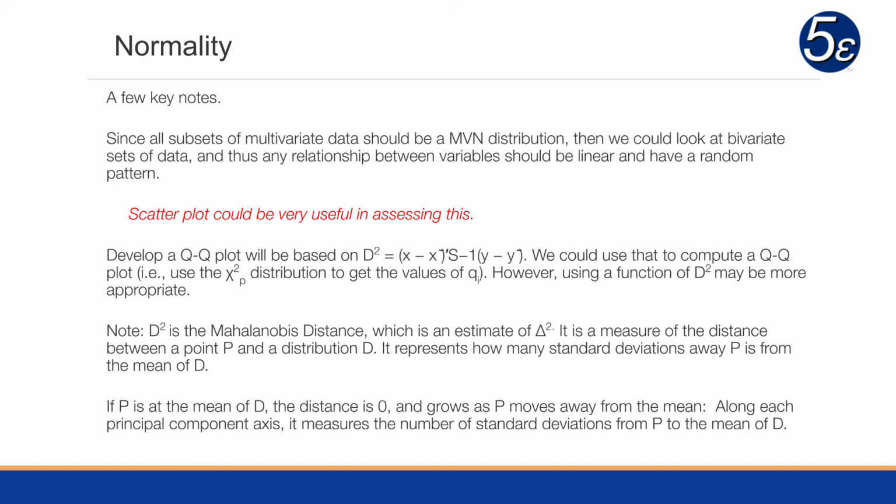This Mahalanobis distance is an estimate of this thing called delta squared, which is a measure of the distance between point P and a distribution D. And it represents how many standard deviations away that point is from the mean of D in multiple dimensions. That's why, if you recall, we had the contours. The Mahalanobis distance is going to be measuring in multiple dimensions the point away from that central mean point of all the variables, or the 2 variables in the bivariate example. So if P is at the mean of D, the distance is 0. And this distance will increase as P moves away from the mean along each of the principal component axes, as they're called. It measures the number of standard deviations of P to the mean of D.